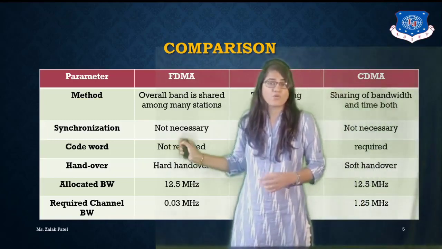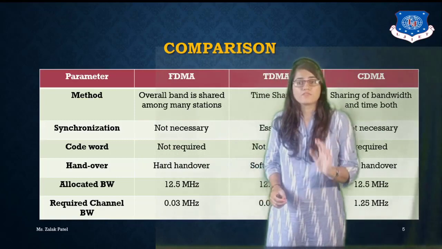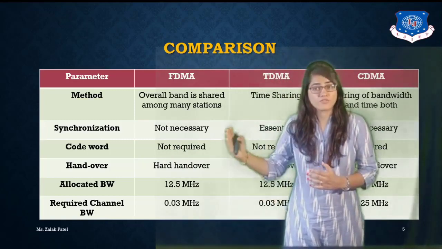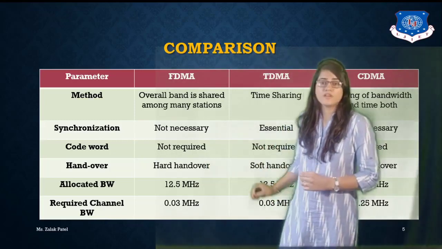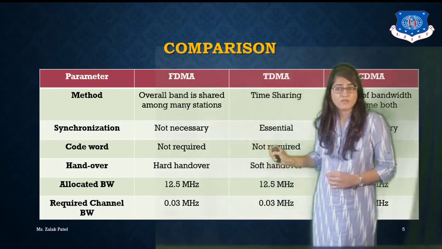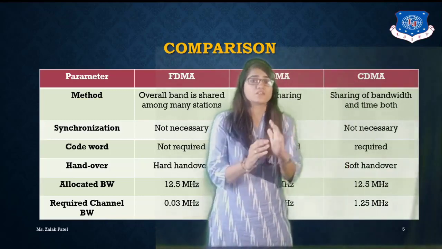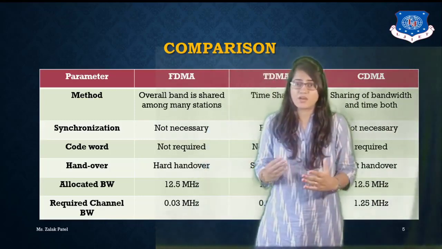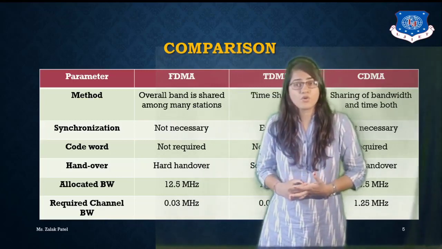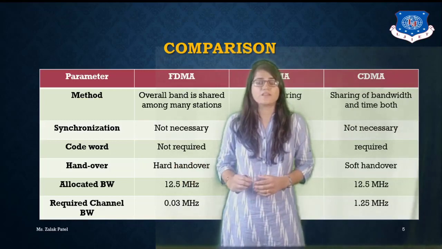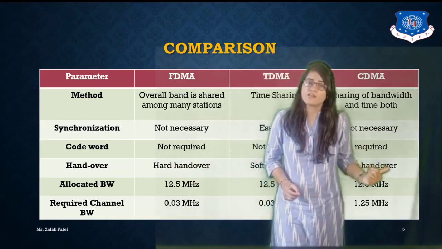Next parameter is code word. So in case of FDMA, it is not required because it is transmitted in terms of frequency band. In case of TDMA, again it is transmitted in terms of time slots, but in case of CDMA it is required because the PN sequence is generated and it is related with the code word, because the narrow band signal is multiplexed with the large band signal, and that's why here the code word is required.